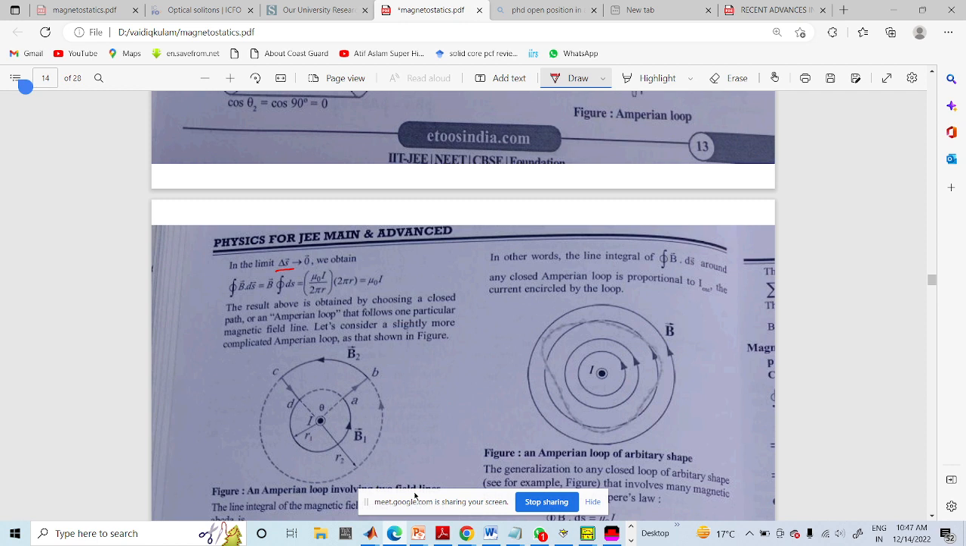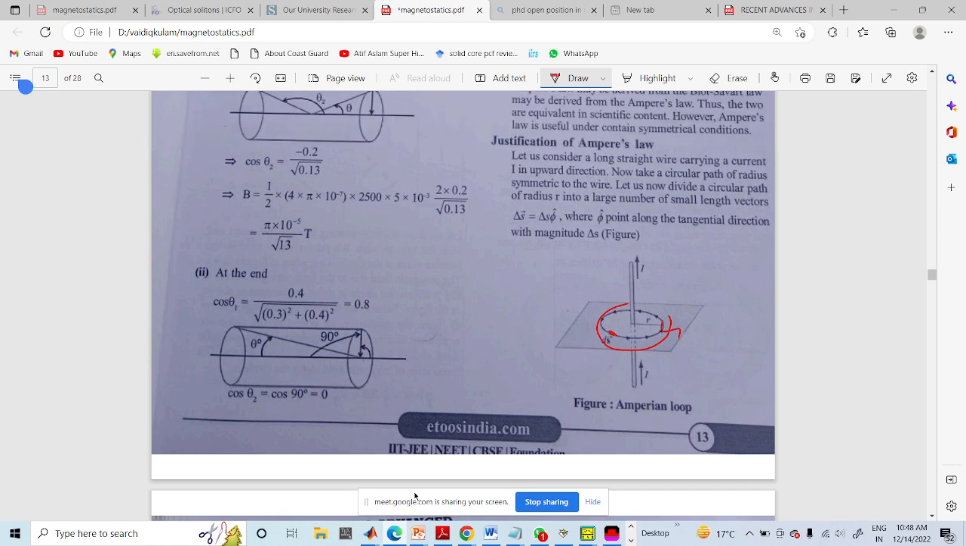In this condition B will be constant, and the angle between B and ds will be 0. So B is constant, and only ds is there. We know B is mu naught I upon 2 pi r, and ds, the total length of this loop, will be 2 pi r, so that will be mu naught I. So it is a verification that the integral of B ds is equal to mu naught I.